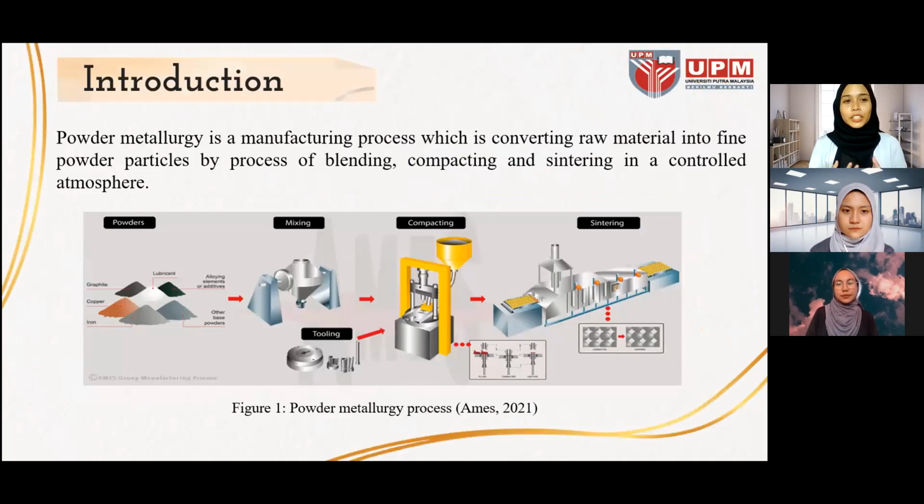So, for the introduction, powder metallurgy is a manufacturing process which converts raw material into fine powder particles by the process of blending, compacting, and sintering in a controlled atmosphere. According to MS 2021, Figure 1 shows the powder metallurgy process. It includes powder mixing or blending, compacting, and sintering. Next.